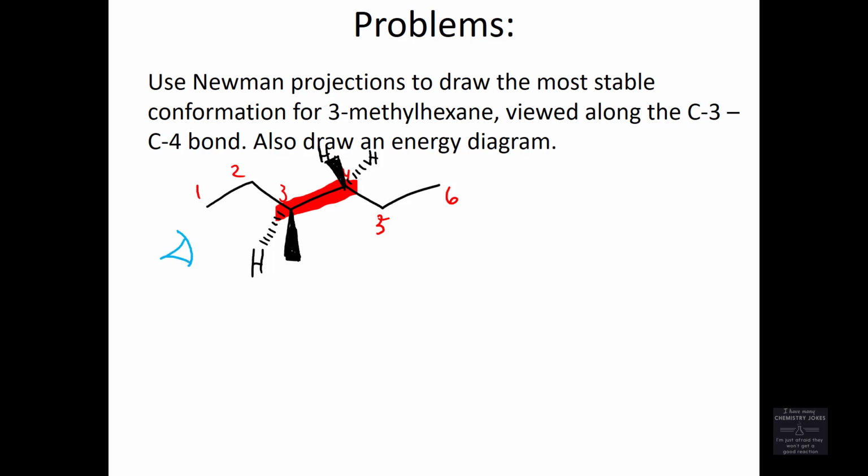If I stand over here, here's my eyeball. If I stand over here and I look down the carbon 3, carbon 4 bond, that's going to make carbon 3 my front carbon and carbon 4 my back carbon. So I'm going to draw carbon number 3 as my front carbon, and from my perspective over here, looking down that bond, I see carbon 2 pointed straight up. So I'm going to draw carbon number 2 pointed straight up.